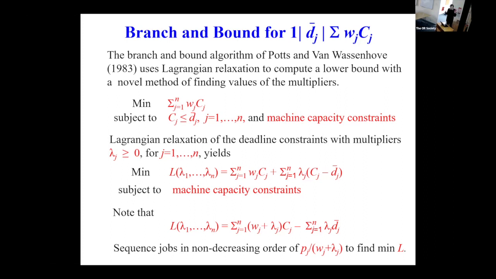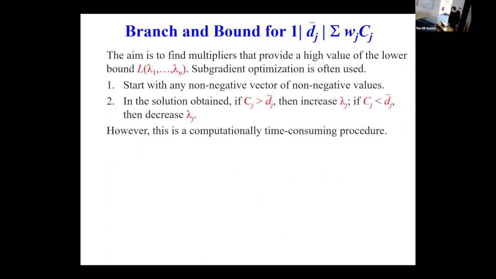Okay then, so the gap is how do you actually find the values of the lambdas, which values do you choose? This is a method that's traditionally been used in the literature, which is known as subgradient optimization. If you start with any vector of non-negative values of lambda, you work out your lower bound.